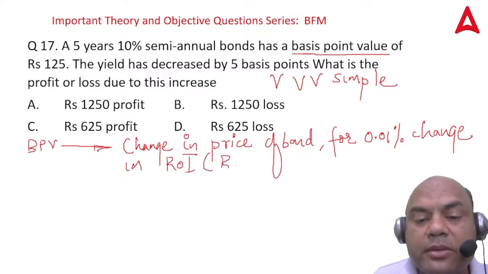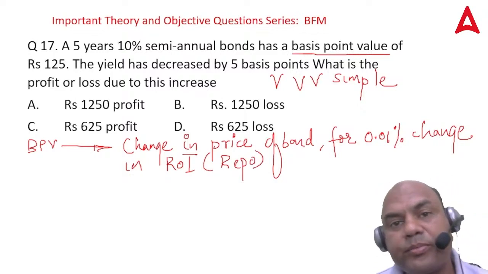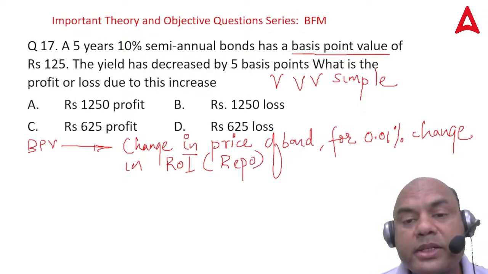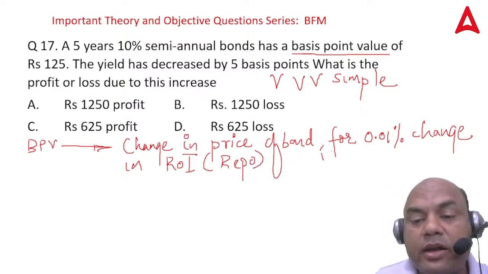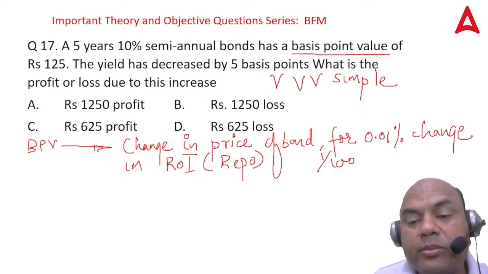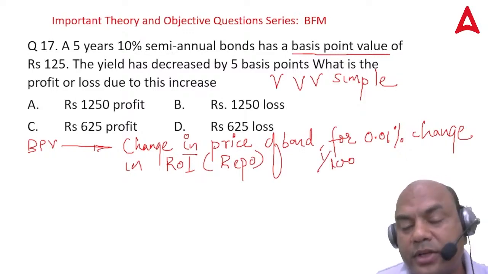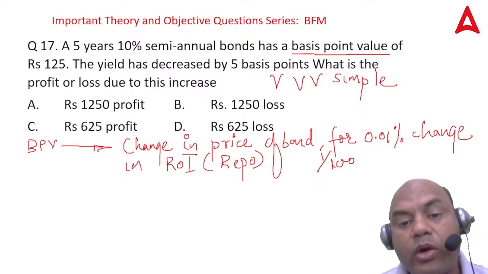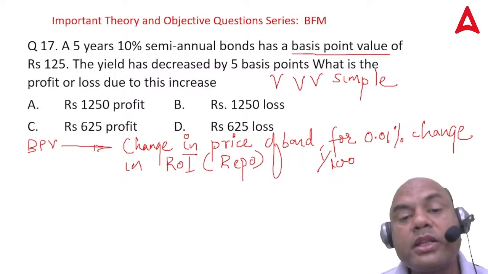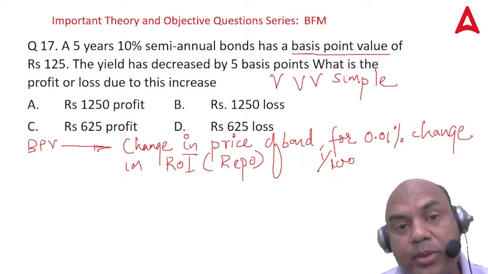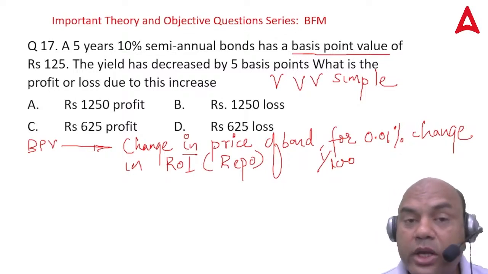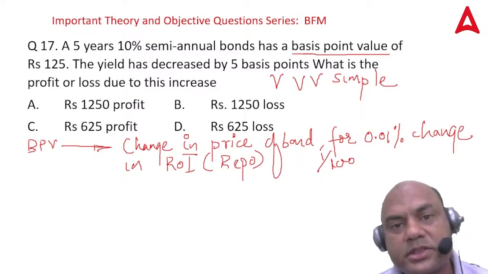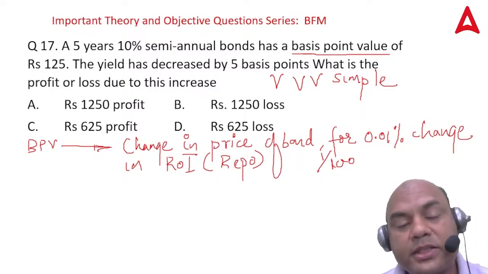I'll give you a simple example as repo. For 0.01% change in the repo, it's called 100th%. Actual word is 100th. Means you divide 1% into 100 parts. So if that much percentage change in the interest rates or in the repo rate happens, then what is the change in the price of that bond? That is BPV.